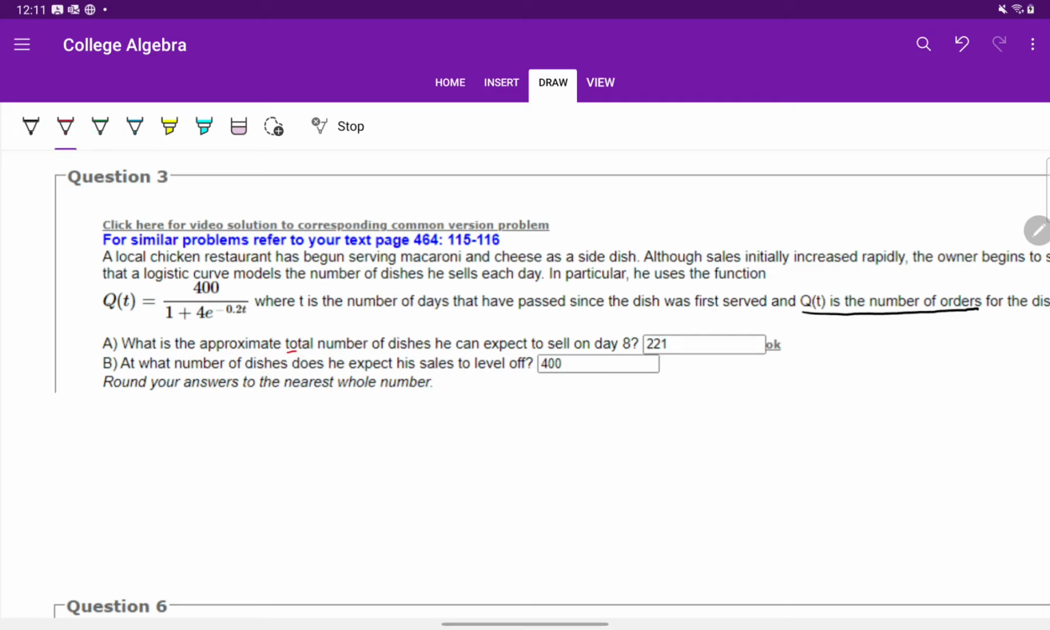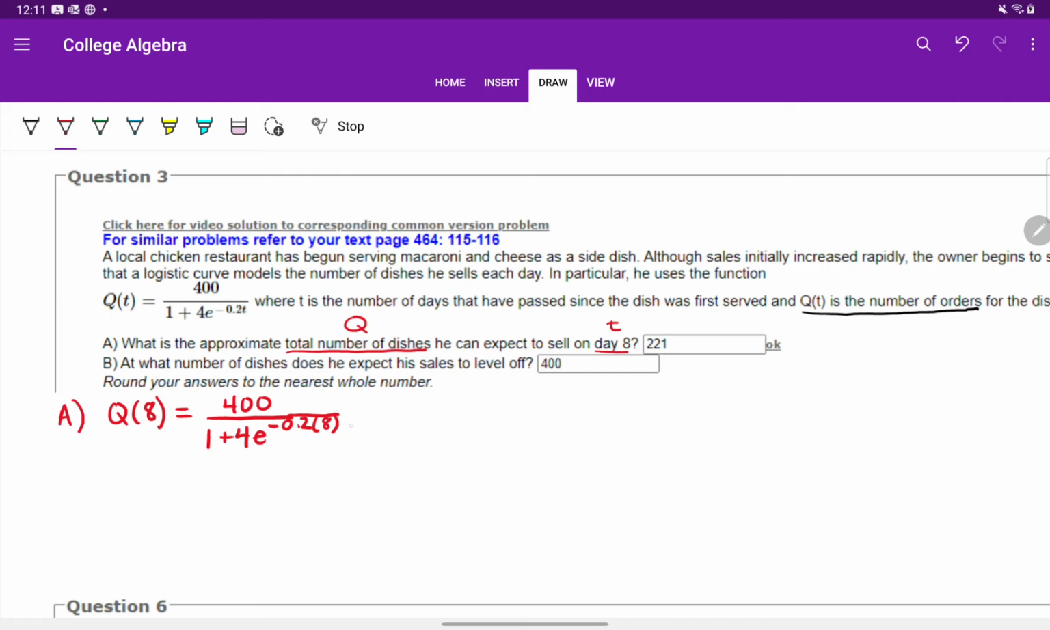So they're asking what is Q that he can expect to sell on day 8. So that's our time. So all we're doing here is plugging 8 in for T. So we're going to take Q of 8, which will be 400 divided by 1 plus 4e to the negative 0.2 times 8.